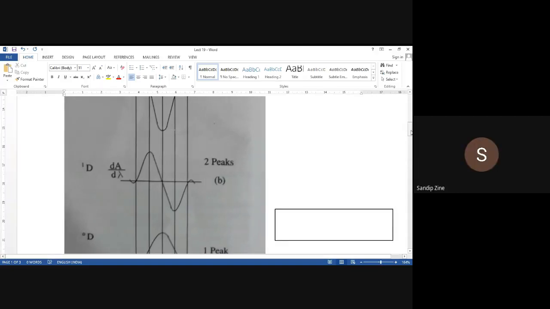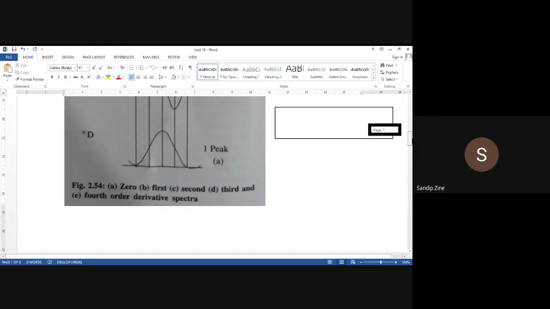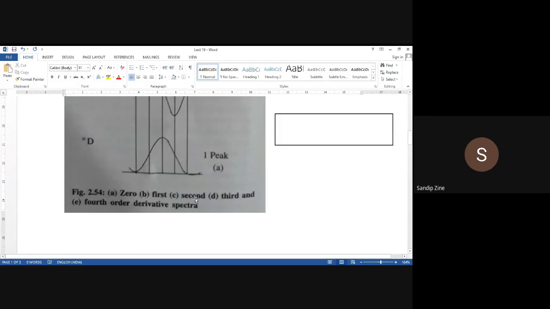Yeah, good. So if you see what we are mentioning, or this figure reflects, again this figure is from Supriya Mahajan book only. Whatever about derivative spectrometry is there, so you will get this figure over there.